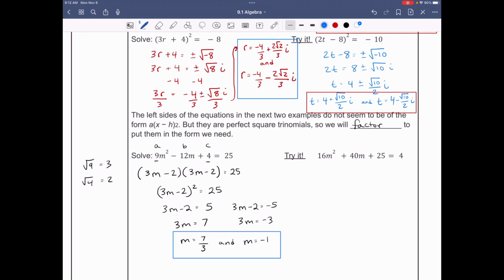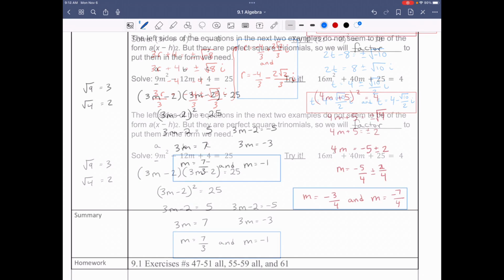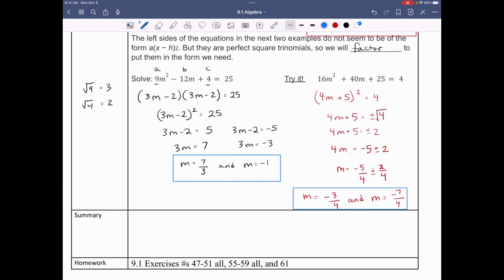I'm going to pause the video and allow you to do the try it, and we'll come back and check the answer. Go ahead and check your answer, and then we'll come back and write a summary as a class, thinking of 2 things that we learned today.